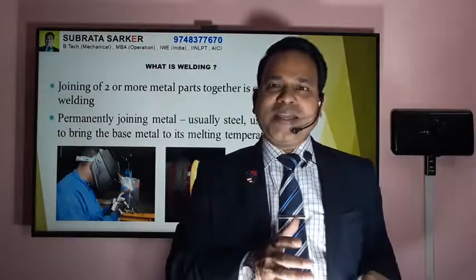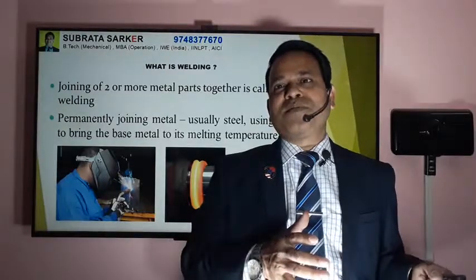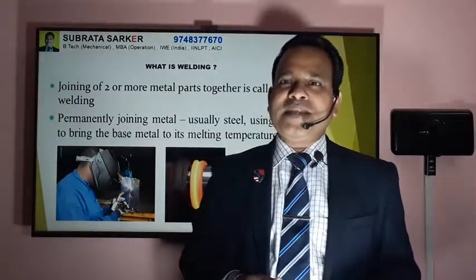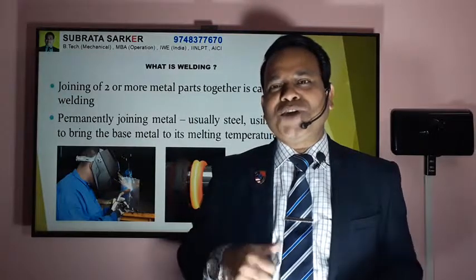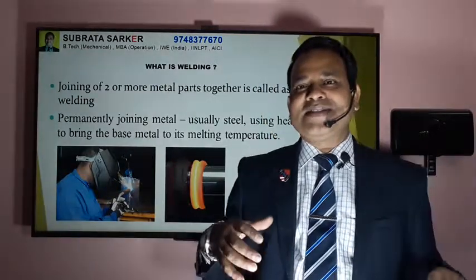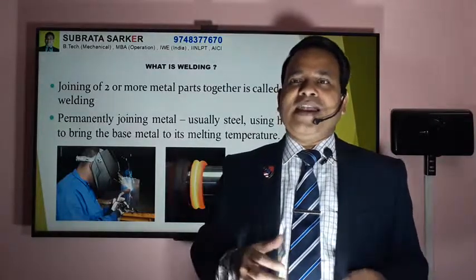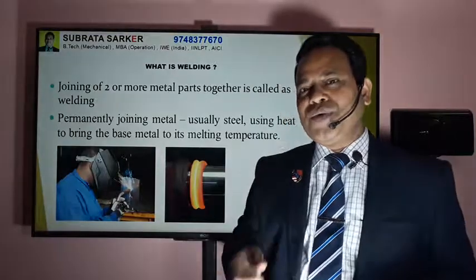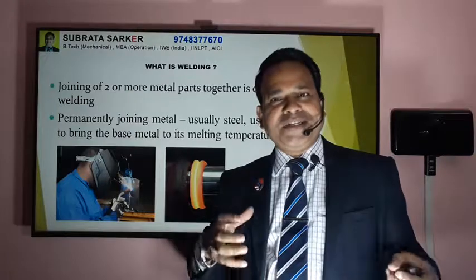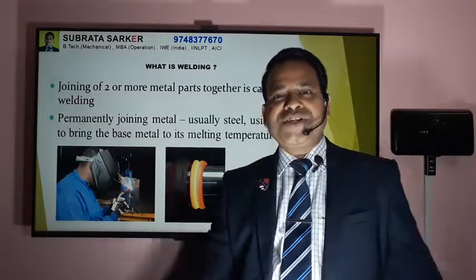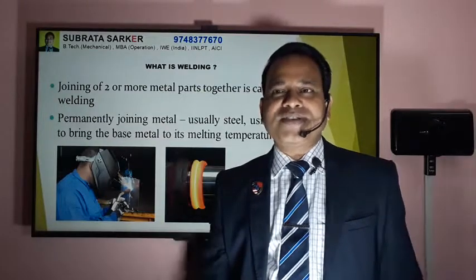One is called gas welding, mostly used for the sheet metal industry. Another type is electric resistance welding, that is also used for the sheet metal industry, massively used in the automobile industry for making car bodies, etc. And the third is arc welding, like MIG welding, TIG welding, plasma welding, submerged arc welding, which is used in all fabrication industry like shipbuilding, heavy fabrication, and the construction industry.